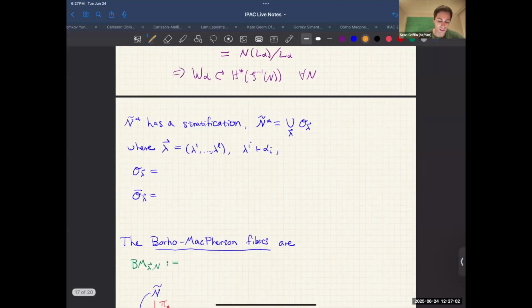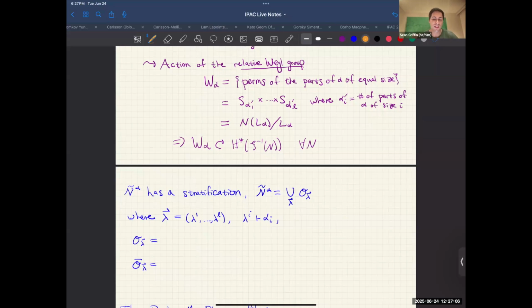So N tilde alpha has a stratification by these O. I like to write them in terms of tuples of partitions because we're in type A. So we have a tuple of partitions lambda where each partition lambda I is a partition of alpha I. And then O lambda is the space of partial flags and nilpotents such that we still have this Springer condition, which is just coming from the N alpha tilde construction. But the stratum is given by basically specifying the Jordan type of the action of the nilpotent on the quotient spaces.